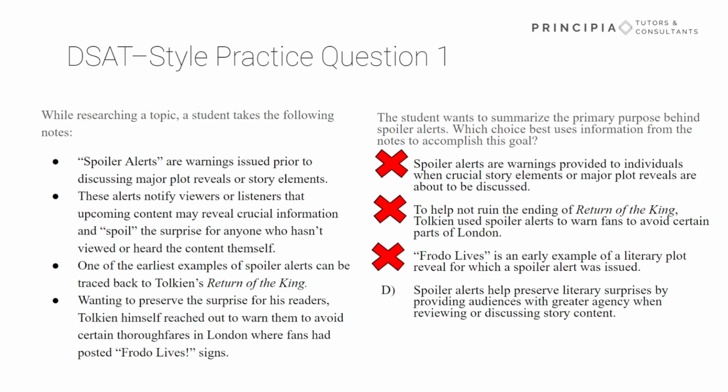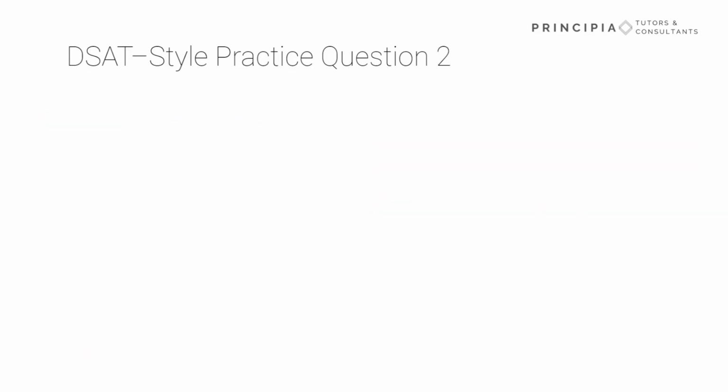And finally, choice D is correct via elimination. And also, just taking a look at the answer as it's worded, yes, they help preserve surprise. They give people agency. How do we know this? The first two bullet points in the notes are going to give us that information, just worded slightly differently. So we know they're warnings. They let us know major elements are coming up. And viewers or listeners are then made aware of what to expect, and they can then make an informed decision about whether they want to continue listening to it or not. There you have it.